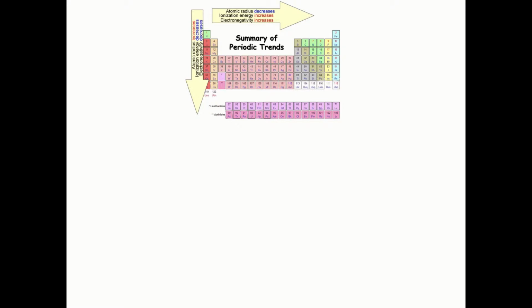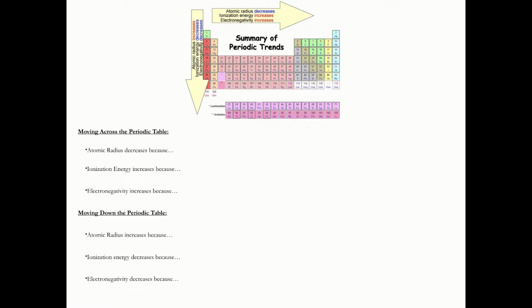Okay? The ionization energy, remember, is the energy required to remove an electron, and electronegativity is an atom's attraction for electrons. So let's figure out why that trend exists. As you move across the periodic table, atomic radius decreases. It decreases because as you move across the periodic table, the effective nuclear charge, or you can also say the number of protons, increases. So it's going to attract the electrons, causing the size to decrease.